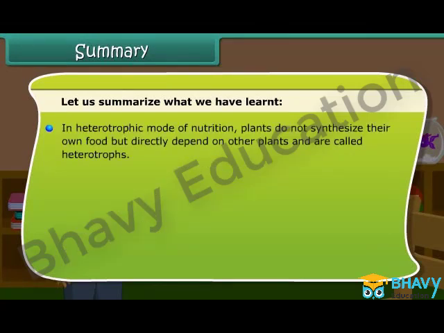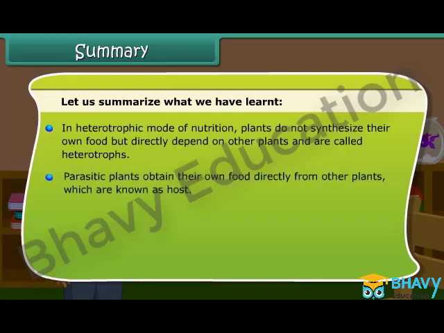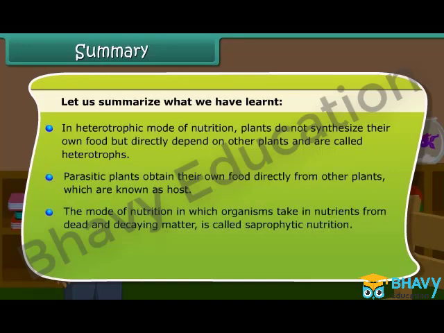In heterotrophic mode of nutrition, plants do not synthesize their own food, but directly depend on other plants and are called heterotrophs. Parasitic plants obtain their own food directly from other plants, which are known as host. The mode of nutrition in which organisms take in nutrients from dead and decaying matter is called saprophytic nutrition.